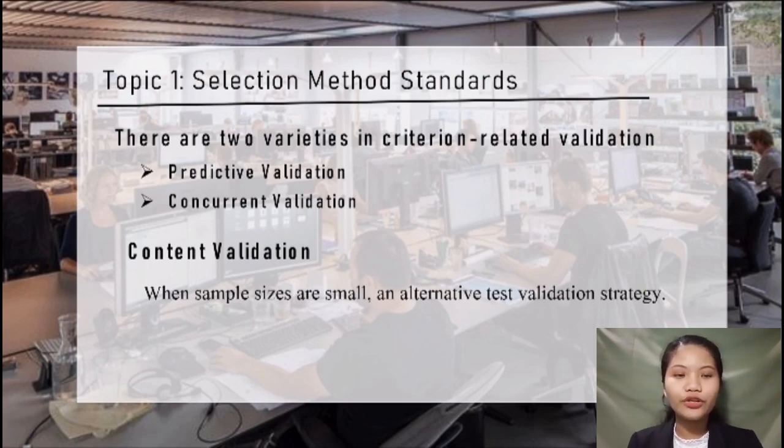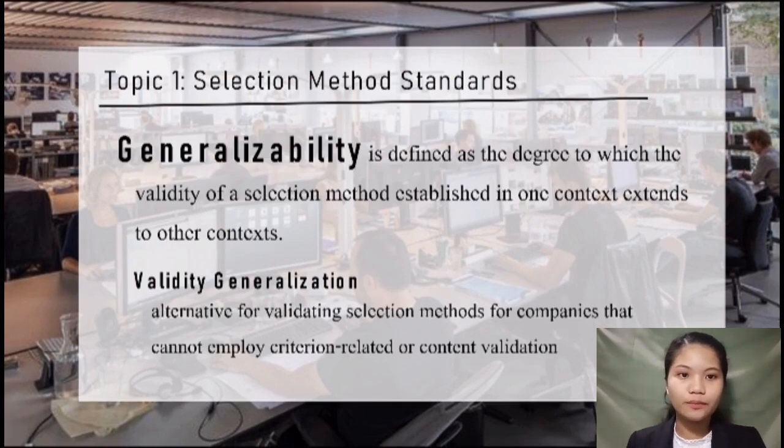Now let's go to number 3 in the selection process. That is generalizability. Generalizability is defined as the degree to which the validity of a selection method established in one context extends to other contexts. Generalizability is also a measure of how useful the results of a study are for a broader group of people or situations. If the result of the study is broadly applicable to many different types of people or situations, it is said to have a good generalizability.